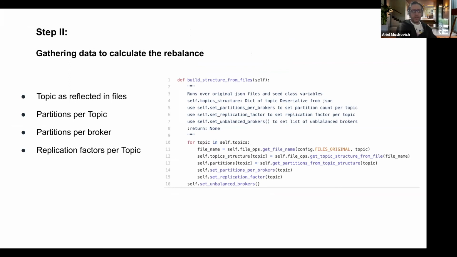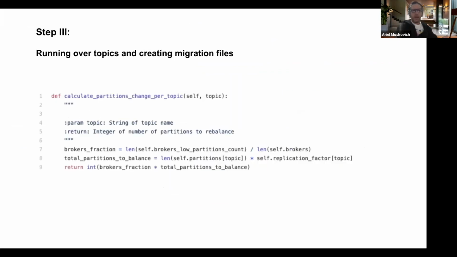After creating those files, I'm collecting some data that I will use later in the rebalance process: how many partitions I have per broker and per topic, and the replication factor. After I have all this data, per topic, I will calculate the number of changes that I need to make in order to get into the balanced state.